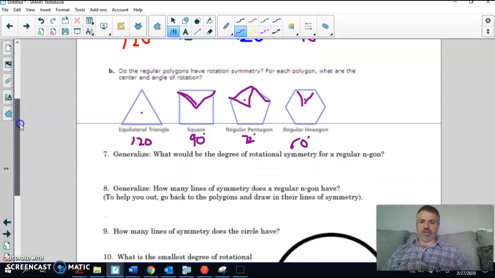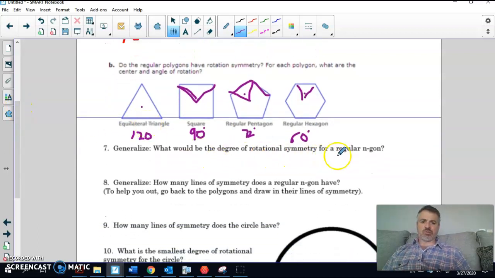So then it says generalize. What would be the degree of rotational symmetry of an n-gon? Well, this was 360 divided by 3. This was 360 divided by 4, by 5, by 6. So if it's an n-gon and it has n sides, you can figure out the rotational symmetry by just taking 360 and dividing it by n. So that'll give you the rotational symmetry for any regular polygon.